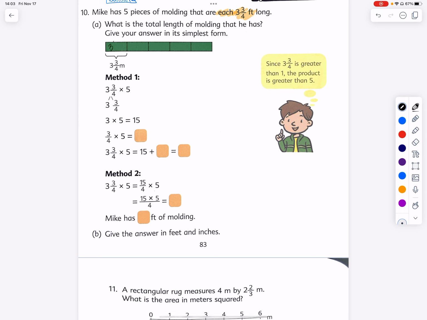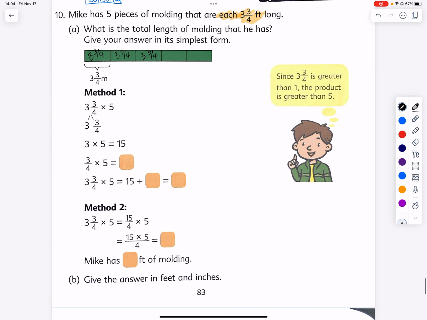My friends, 3 3/4 each. 3 3/4, 3 3/4, each of the 5. Clearly, this is a multiplication problem. They do have a solution for you. However, I'm going to present it on the whiteboard.